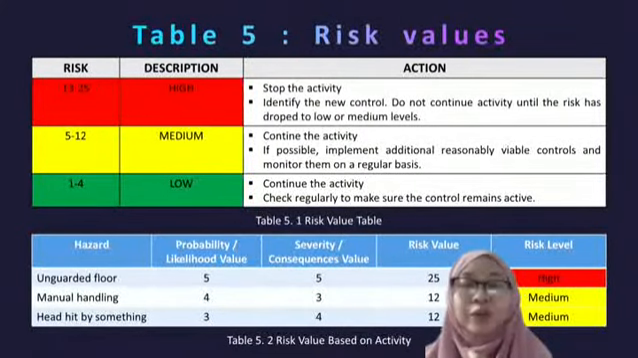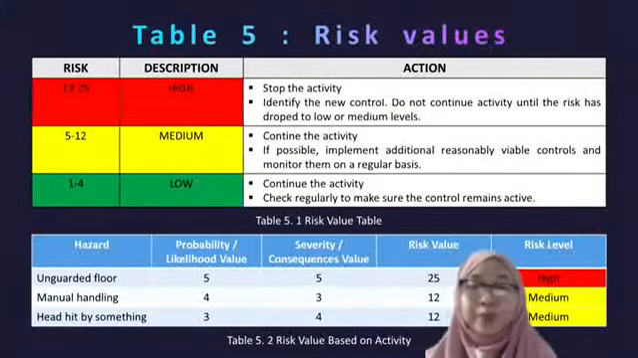So let's take a look at table 5.2. The risk level of unguarded floor is high because the risk value is 25, which can be categorized as high level. And the second is manual handling. Risk level is medium. And also head hit by something, risk level is medium.